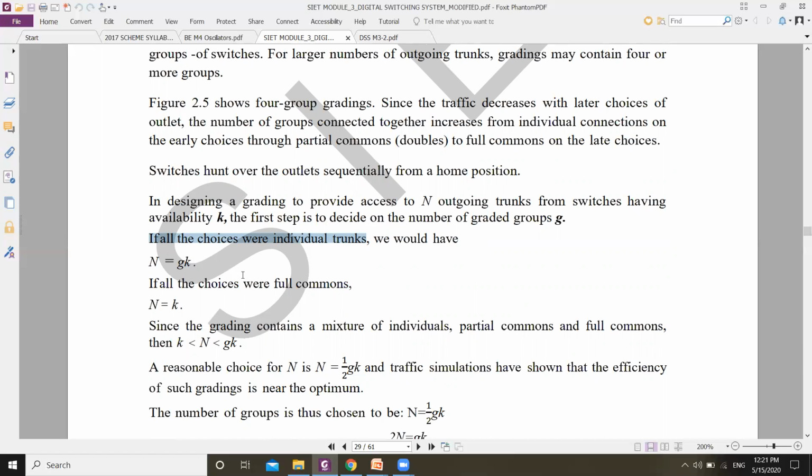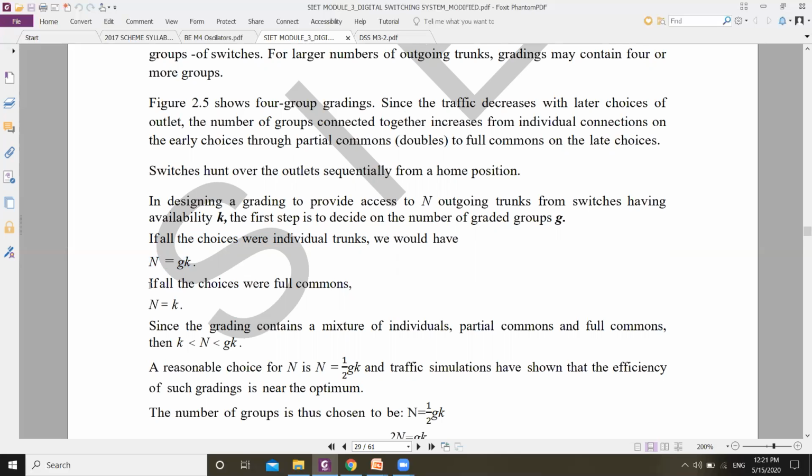Meaning is, in this scenario we are not grouping. Doubles will not be there, even quadruples will not be there. All the choices will be individual trunks. At that time, what we'll be having is n is equal to G into K. N is the number of trunks, G is the number of groups, and K is the availability.